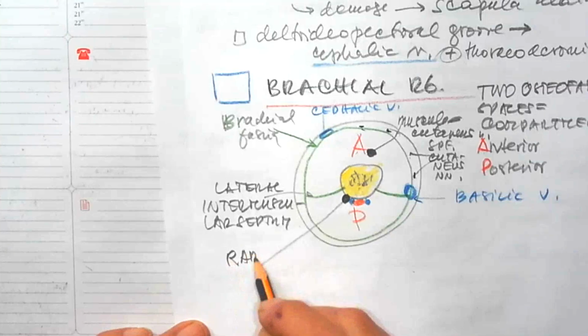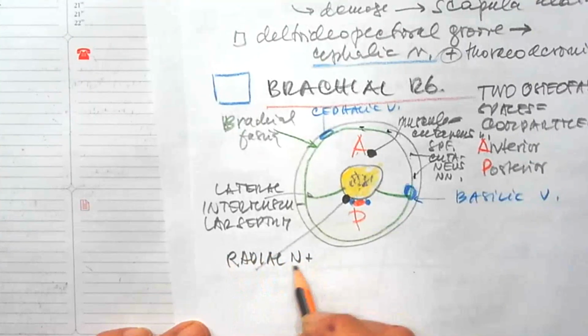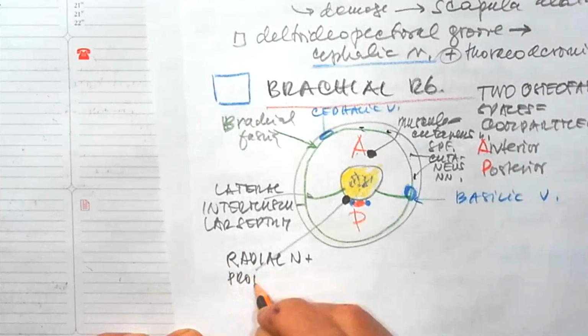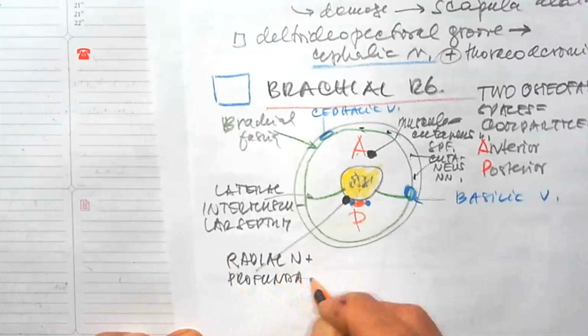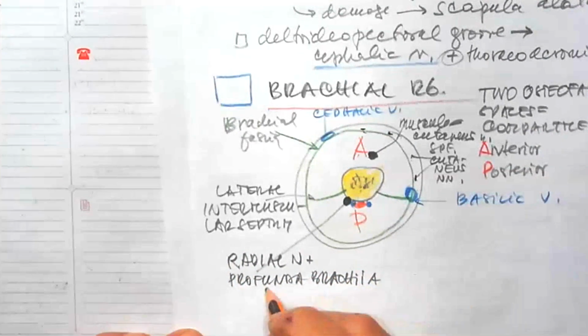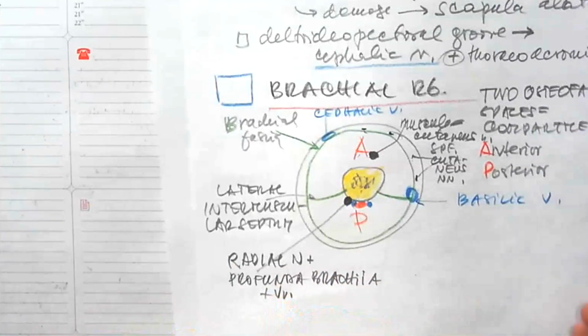Radialis, radial nerve plus profunda brachii artery plus veins, the same as we said.